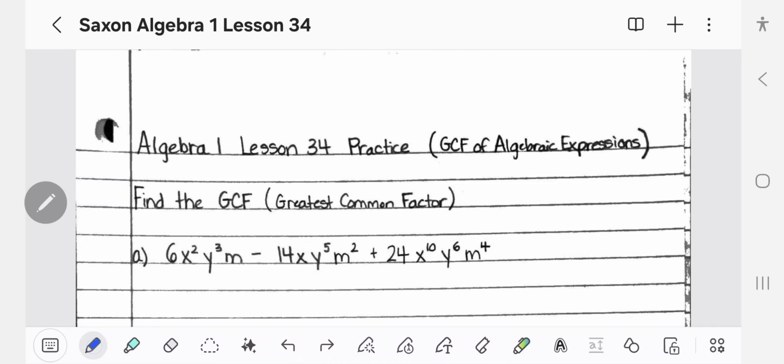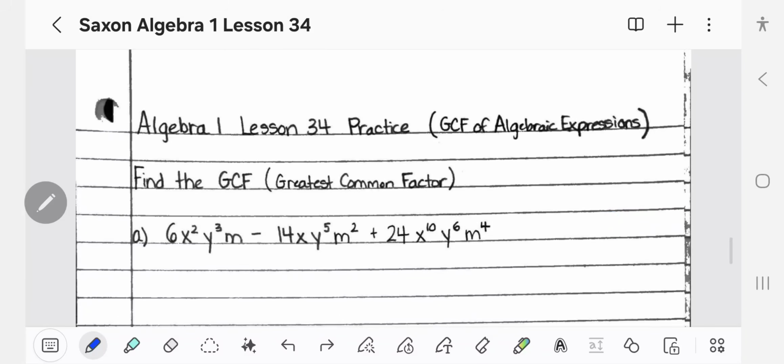So let's look at each of those terms and look at the numbers. We've got a 6 and a 14 and a 24. I think about 6, but 6 is not a factor of 14, even though it is a factor of 24. So I'm going to have to think of things less than 6. Well, 6's factors, I could say that that's just 2 times 3, and 3 is not a factor of 14, so it must just be 2. All of those are even, so I'm going to say that the number is 2.